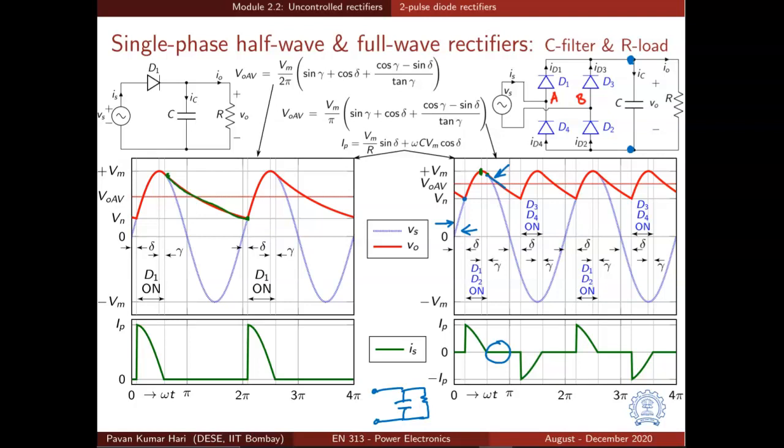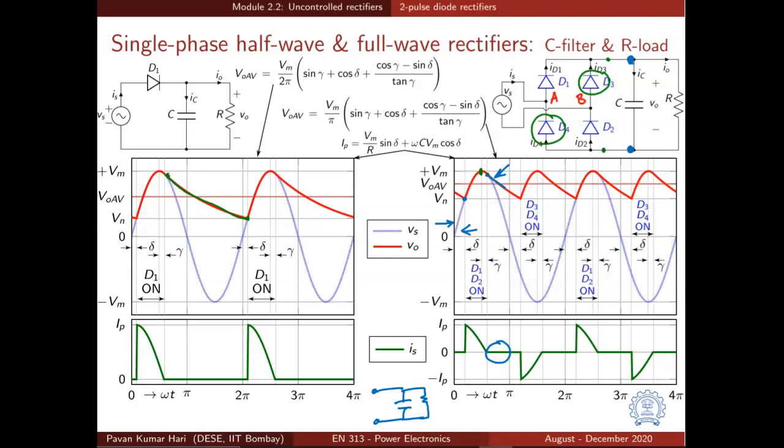So the exponential fall continues all along the negative half cycle. But here we have two diodes that can conduct in the negative half cycle. Which are those two diodes? D3 and D4. We have two diodes that can conduct. And when can they conduct? They can conduct when the voltage VBA, because when D3 is conducting, this point is B, and when D4 is conducting, this point is A.